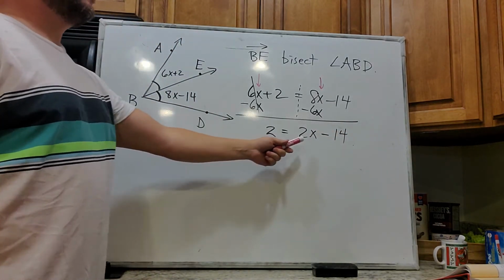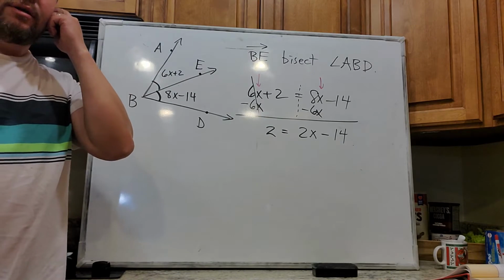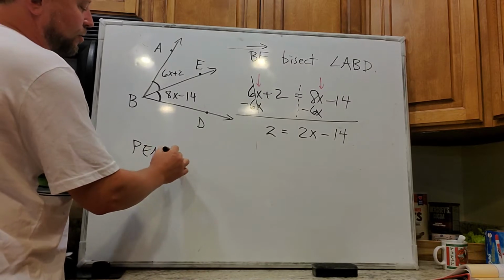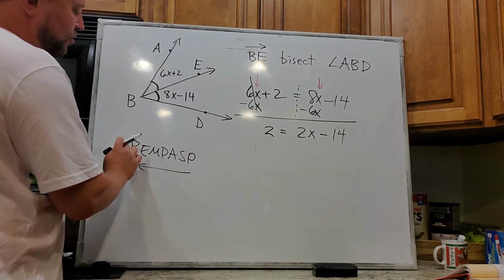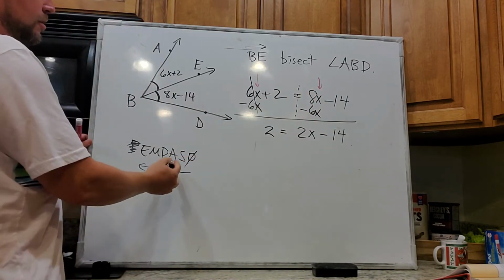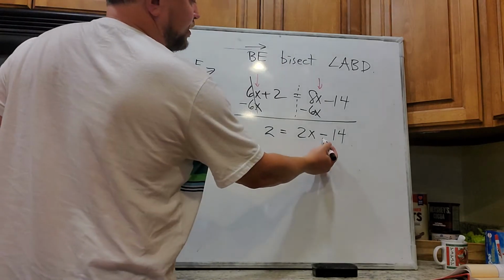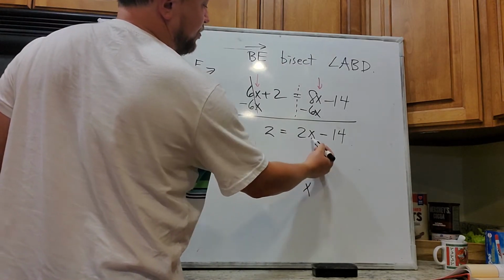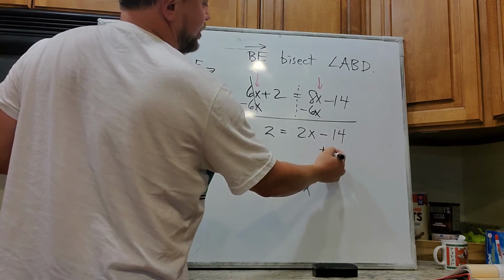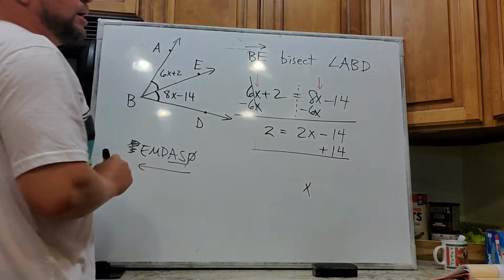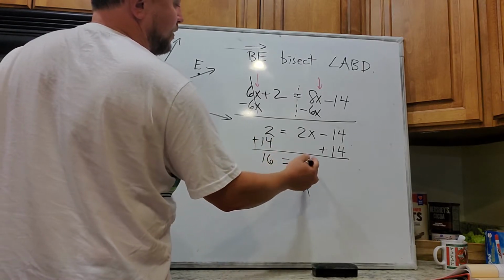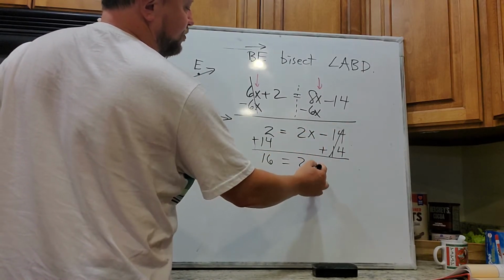From here on out, as soon as you get it down to just 1x, most of you know what to do. Remember I said earlier it's PEMDAS, only we're doing it backwards. You're looking for parentheses; there are none. You're looking to add or subtract. If I want to get this x by itself, I need to get rid of the 14. Since it's being subtracted, I get rid of it by adding 14. Whatever I do to one side, I've got to do to the other. So that's gone, and now you just have 2x.